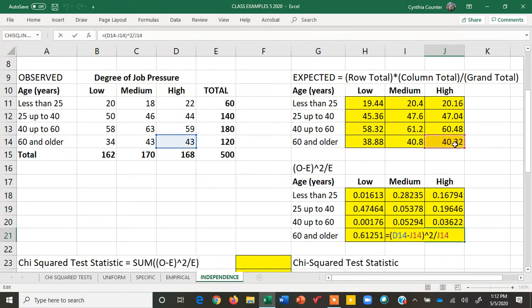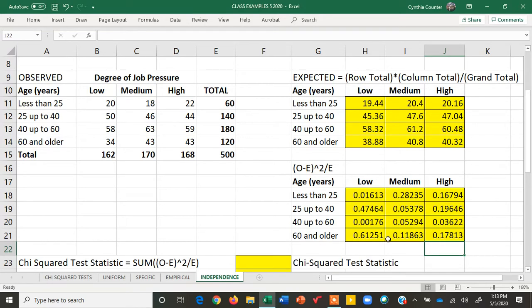Notice this was high and 60 and older. The observed for 60 and older, 43, minus the expected for 60 and older, 40.32. That difference squared divided by the 40.32.